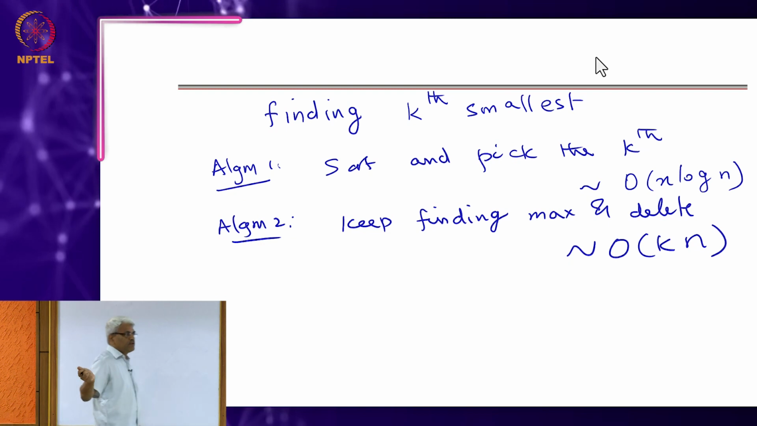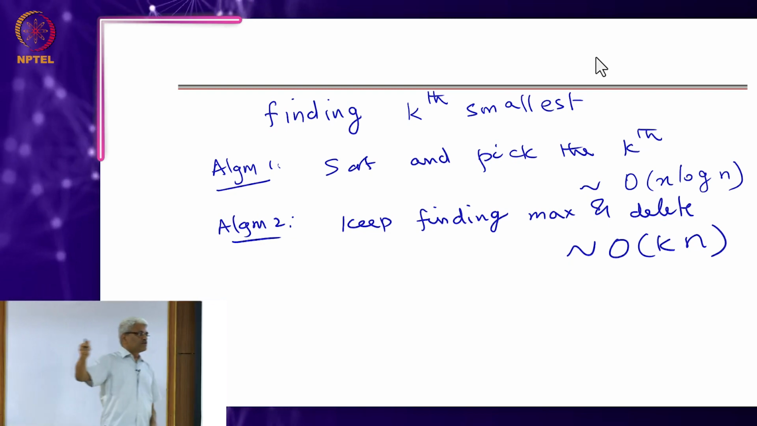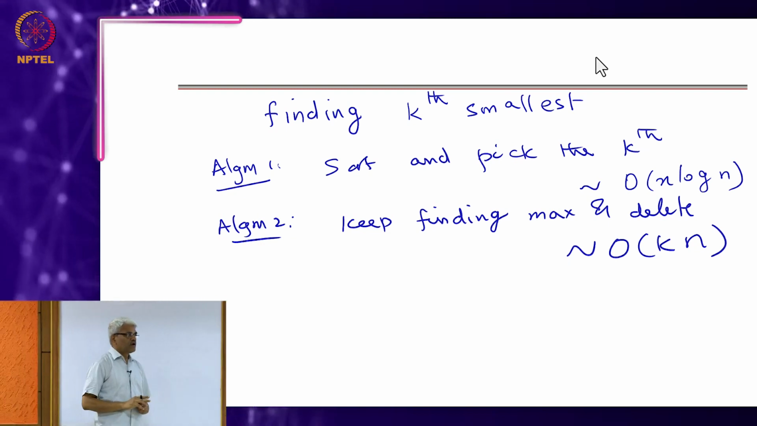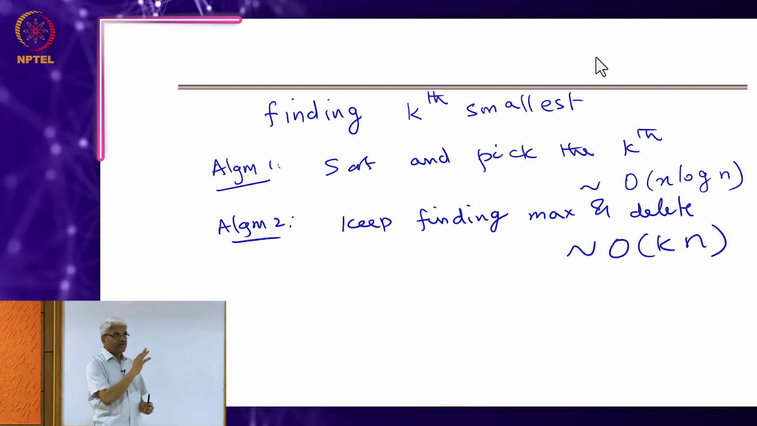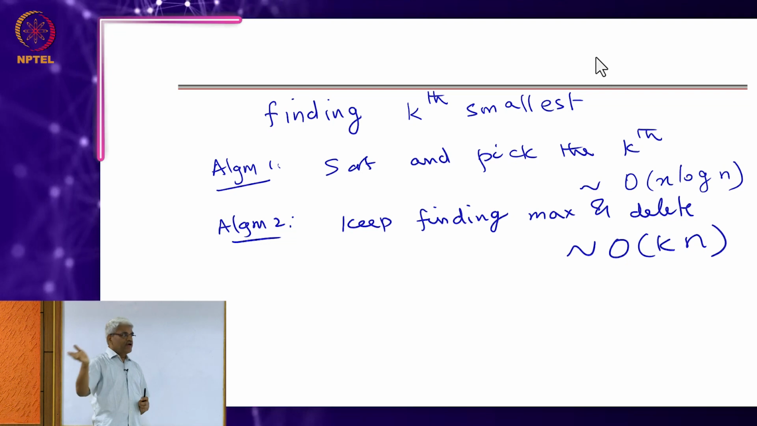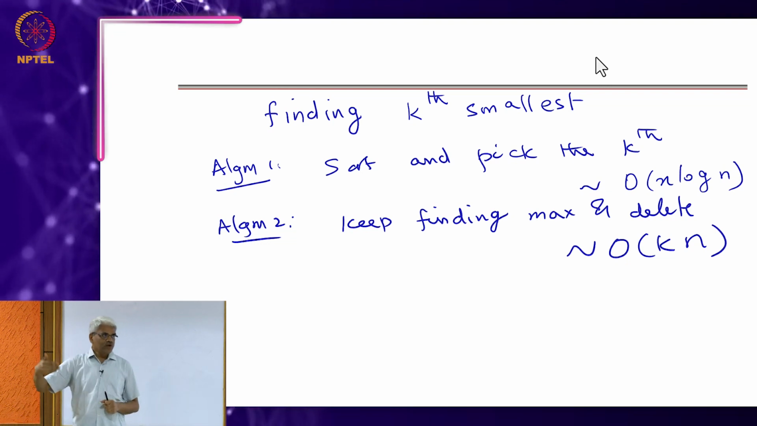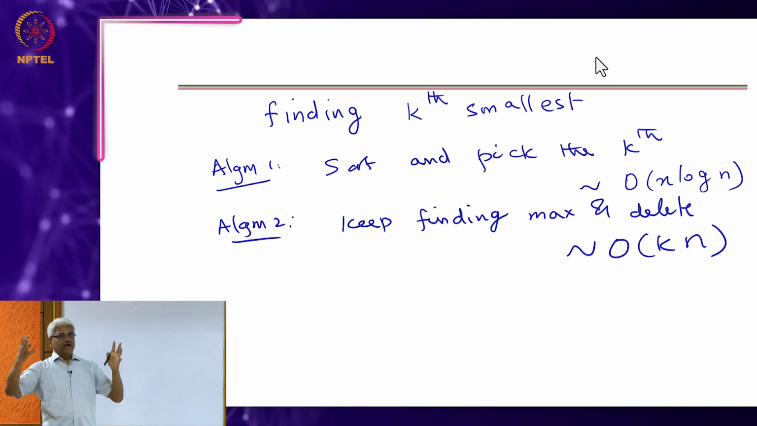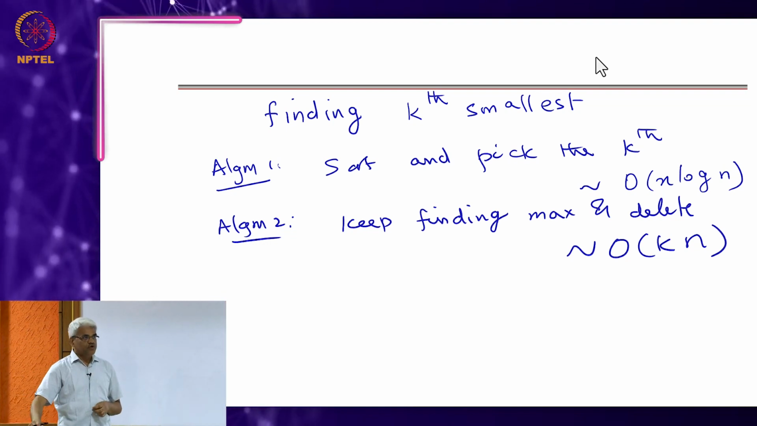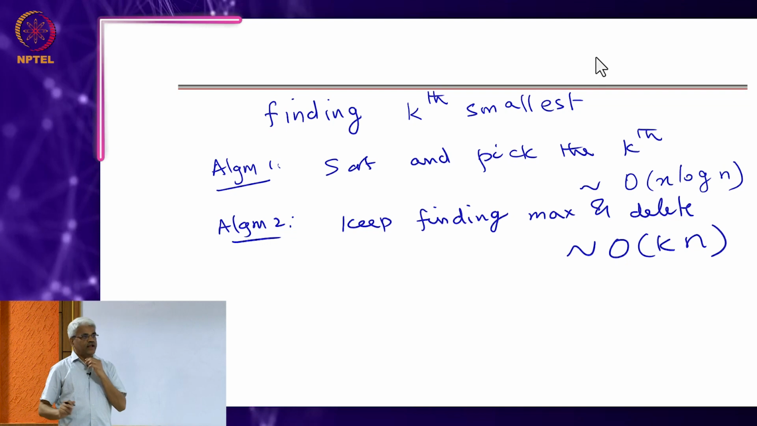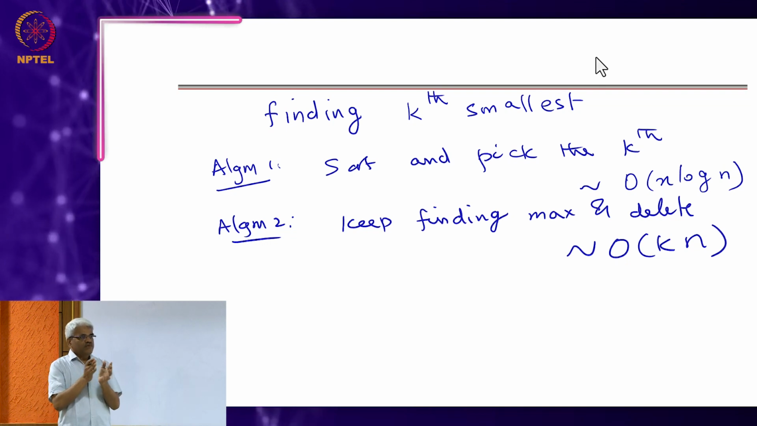And when will the sorting algorithm be better than this? Not the size of the array. When k is large. When k grows bigger than log n, if I want, let's say, the square root of nth element, this will be n times square root of n, but the other one would be n log n. So, if k is small, you want to apply this.